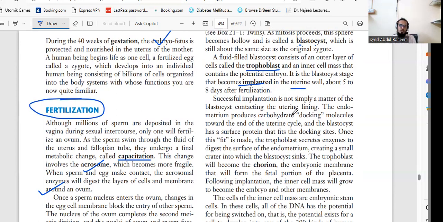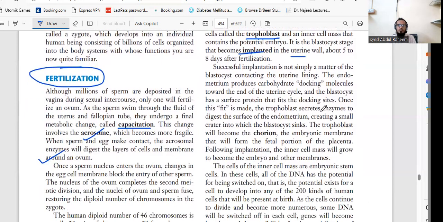Successful implantation is not simply a matter of the blastocyst contacting the uterine lining. The endometrium produces carbohydrate docking molecules toward the end of the uterine cycle, and the blastocyst has surface protein that fits the docking sites. Once this fit is made, the trophoblast secretes enzymes to digest the surface of the endometrium, creating a small crater into which the blastocyst sinks. The trophoblast will become the chorion.